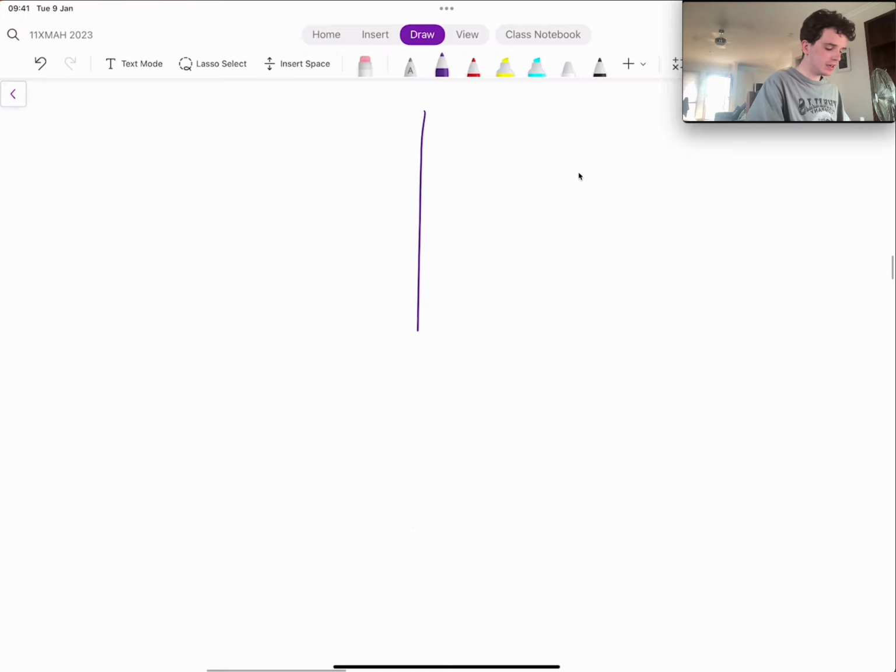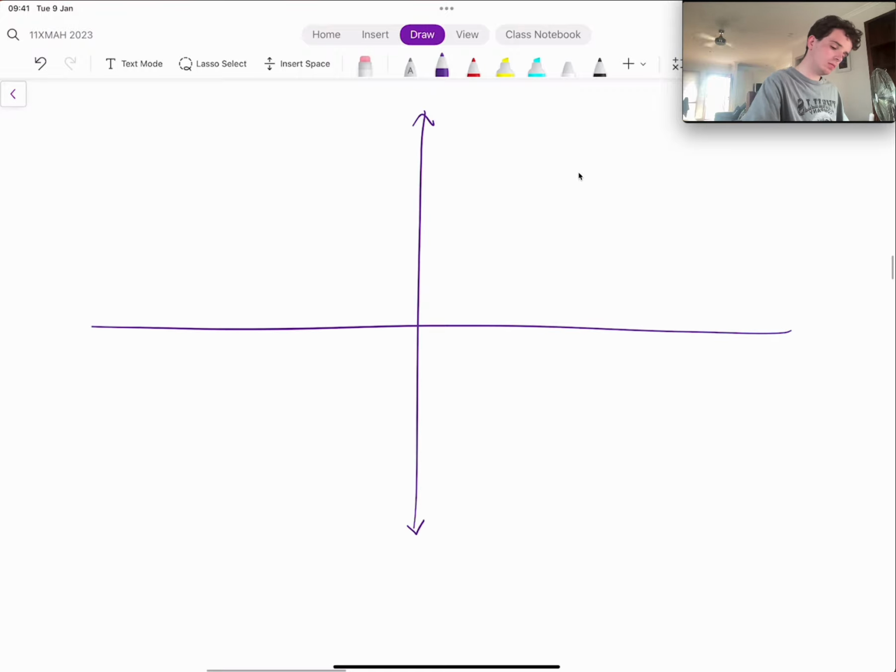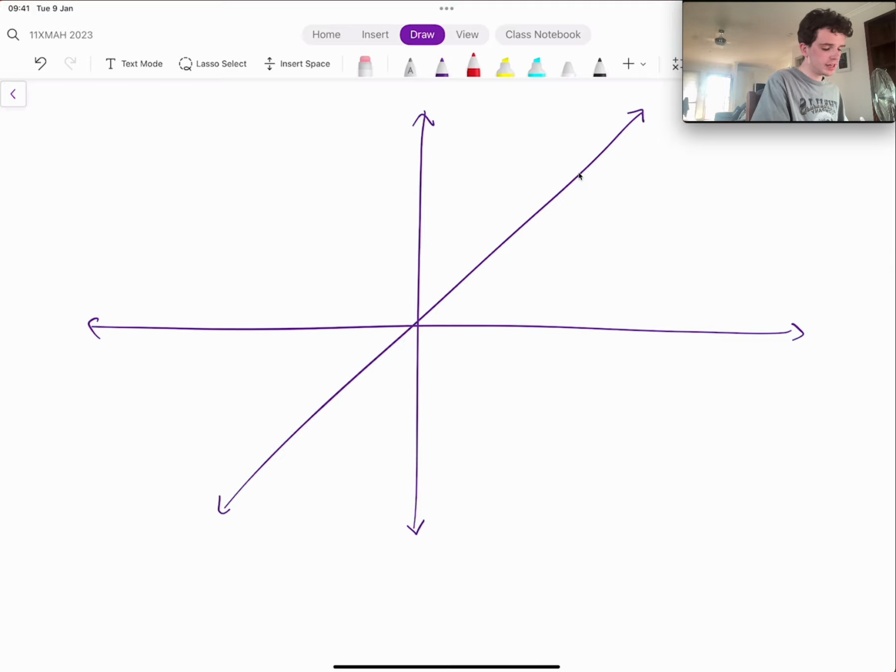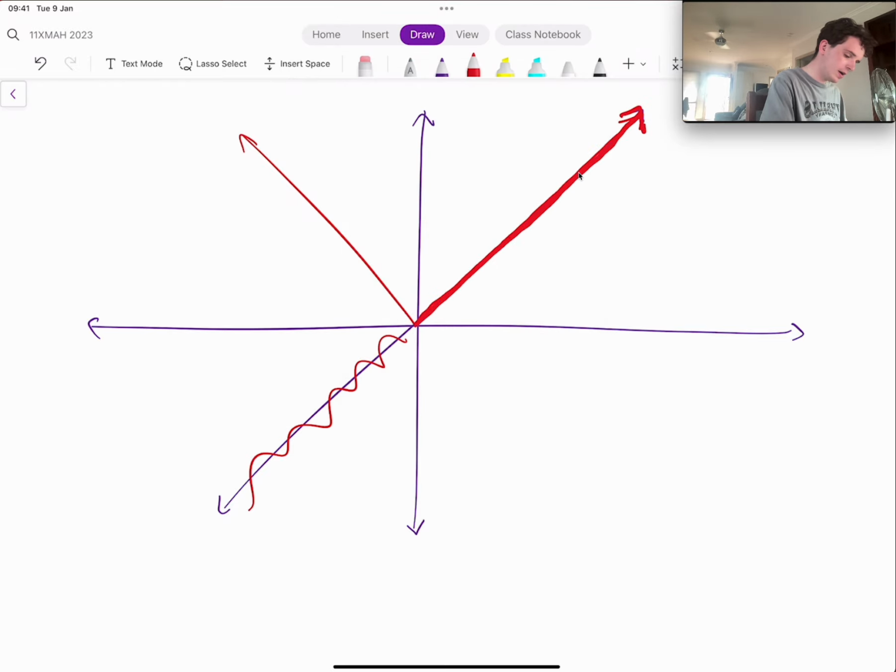So if we were to consider the graph y equals x, well, we know the graph y equals x looks like that. If I took the absolute value of x, all it does is get everything that's negative, get rid of that, and make it positive. So my graph, if I make that maybe a bit larger, is that red bit there. That's y equals the absolute value of x.